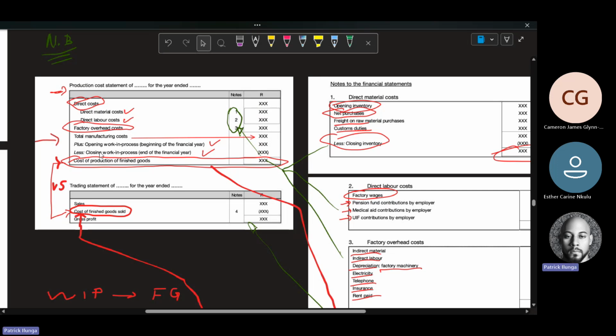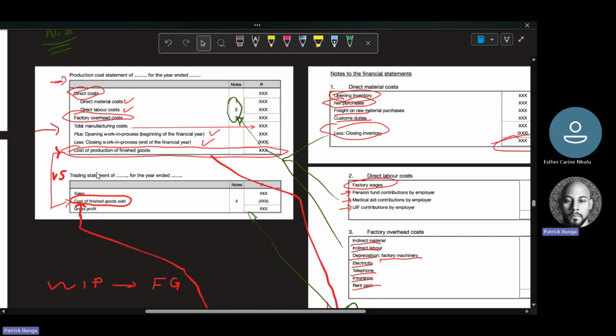So that's why you will add the opening work in process, you minus the closing work in process. You're adding the opening work in process because it will be part and parcel of this production period. But the closing work in process means that it's the leftover. We're not taking it into account. What this provides you is the cost of production of finished goods for this period. Cost of production of finished goods.